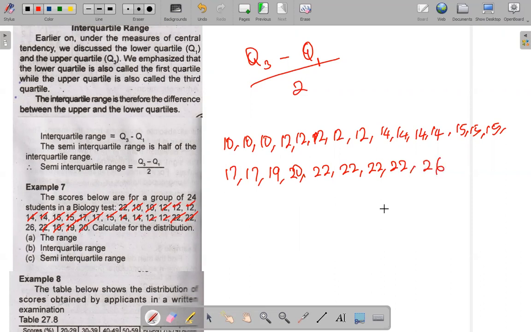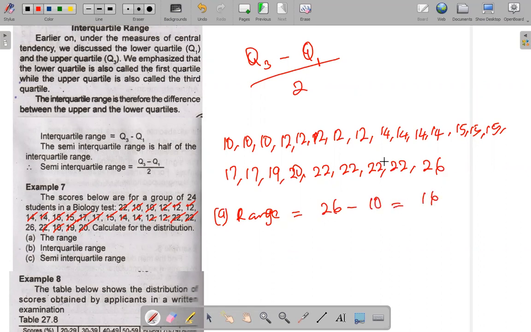Now, since we are talking about interquartile range here, first of all let's calculate the range. That is question A. Range is the difference between the highest, which is 26, and the lowest, which is 10. So 26 minus 10 is 16.